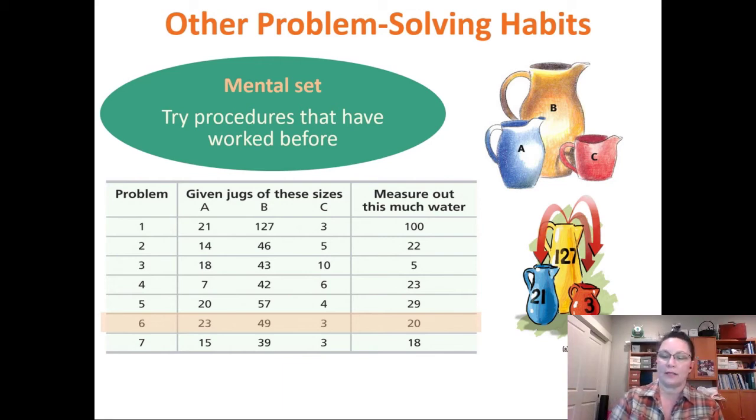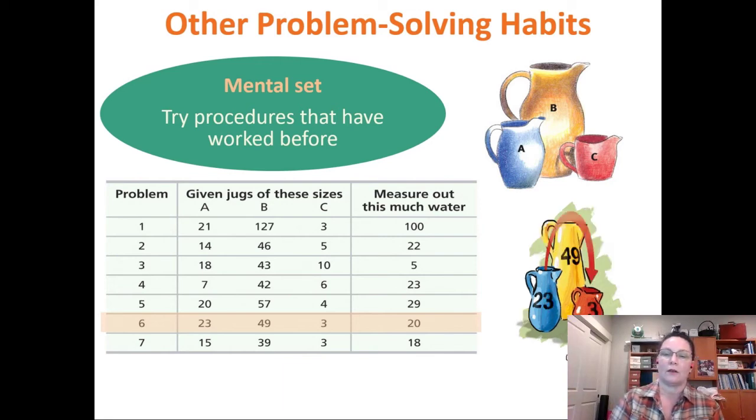And then when we get to 7, I showed you a picture of that too. Now we have to get 18 units, and jug A holds 15, jug B holds 39, jug C holds 3. The fastest way to get 18 would be to fill up A, pour it into B, fill up C, pour it into B, and we'll have 18.